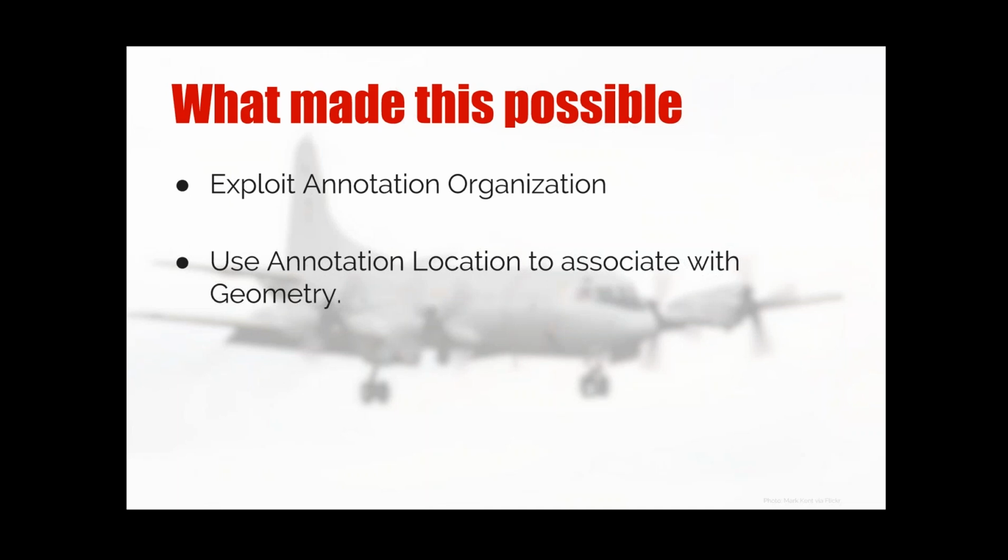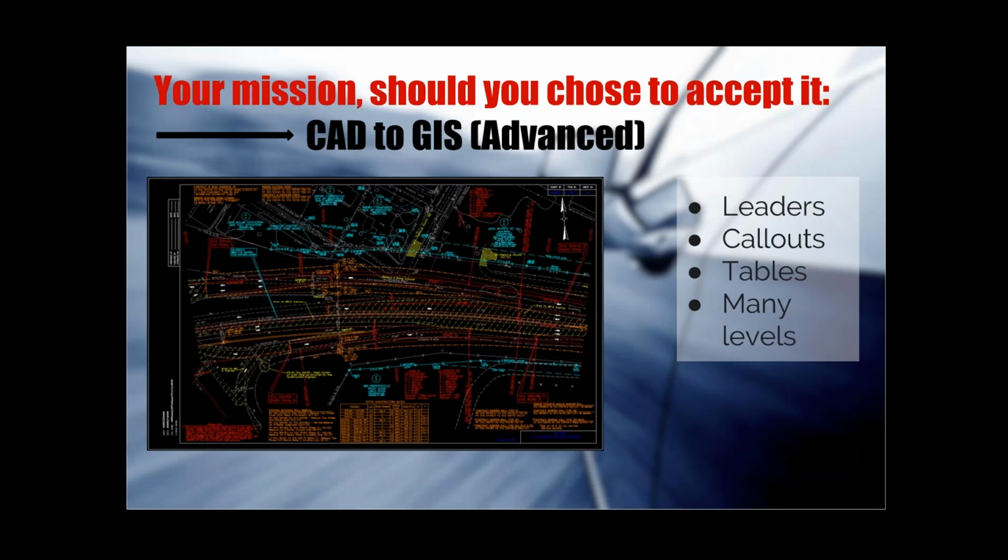Okay, so yes, this is what made this possible. We can exploit the annotation and the geometry location. Okay, so now this looks like real CAD. This is real CAD. We're going for a real world example now. And our last CAD file reminds me of that Crocodile Dundee saying, you know, that's not a CAD file. This is a CAD file.